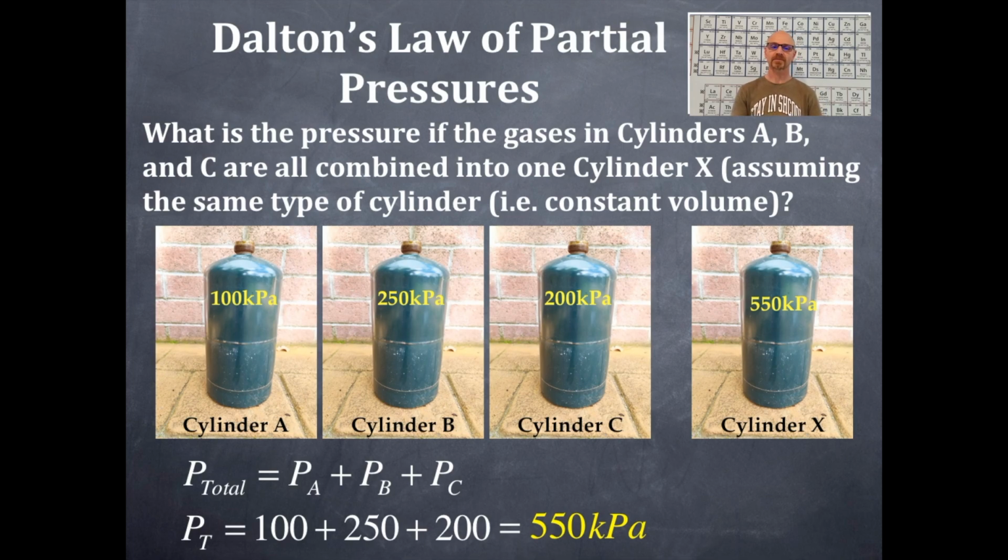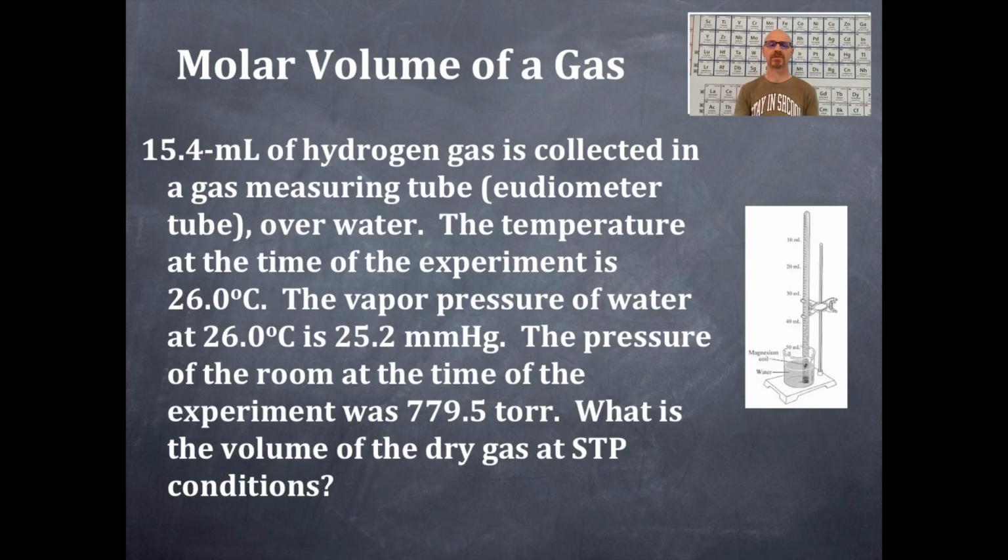Let's move on. So this is an excellent problem, and it really works when you're doing a lab. So that's really typically the name of the lab, the molar volume of a gas lab. So let's read the question. 15.4 milliliters of hydrogen gas is collected in a gas measuring tube over water. The temperature at the time of the experiment is 26.0 degrees Celsius. The vapor pressure of water at 26 degrees Celsius is 25.2 millimeters of mercury. That's actually a tabled value. You would have to look that up in a table or be given it like it is in this problem.